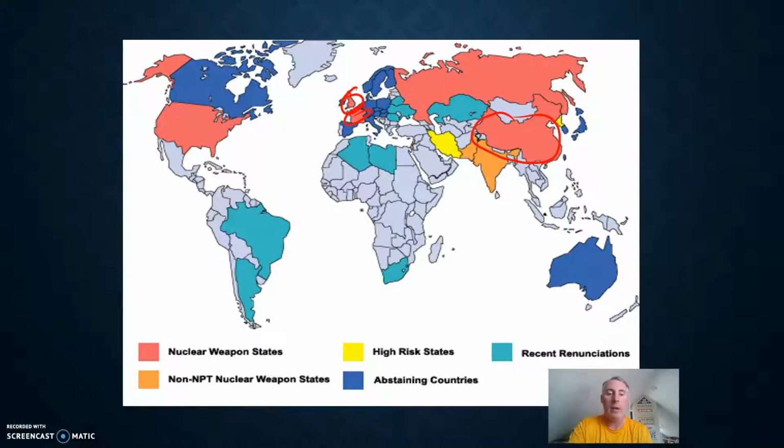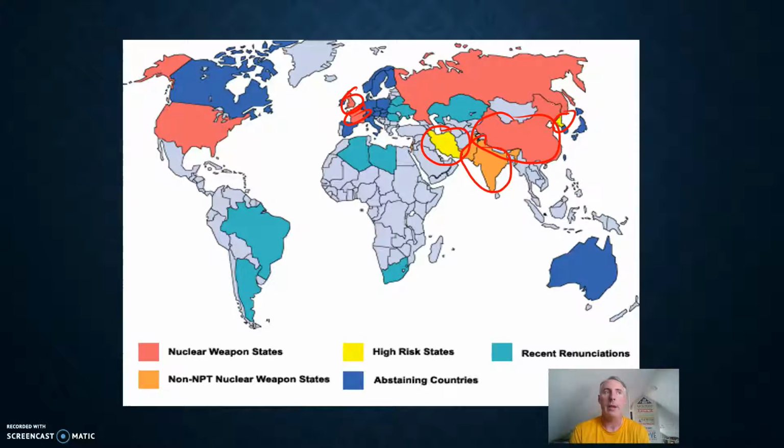Now, you also have what's called non-NPT nuclear weapon states. Those are nations that have nuclear weapons but are not signees, and here you're looking at the Indian subcontinent down here, which has created its own kind of issues in recent years, with rivalry between the two. Now you've got some abstaining countries in here, Australia and Canada. No one really cares about that, but also you've got what you look at as high risk states: Iran and North Korea, right?